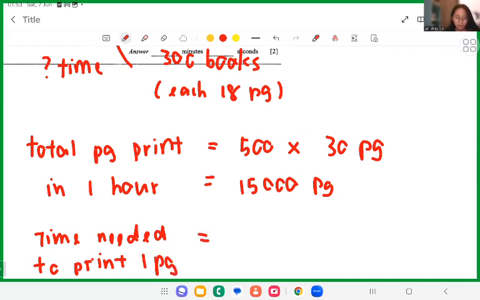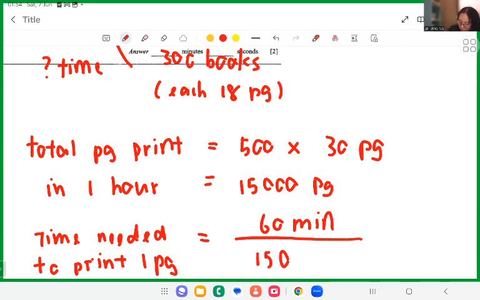So to get this answer, we need to use the time needed divided by the total pages. So the time needed to print 500 books is 1 hour. 1 hour is also the same as 60 minutes, right? So the time used is also 60 minutes. In that 60 minutes, we divide by the total pages, which is 15,000. So we get that every time the printer needs to print one page, it takes 60 over 15,000 minutes.